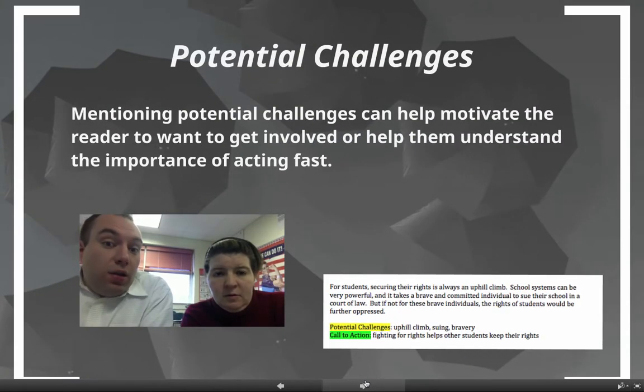Potential challenges is a little bit different. Potential challenges is kind of a different way to motivate your reader. It can help them want to get involved or help them understand the importance of acting fast, because the challenges can then motivate them to do that. So let's take a look at an example of that.